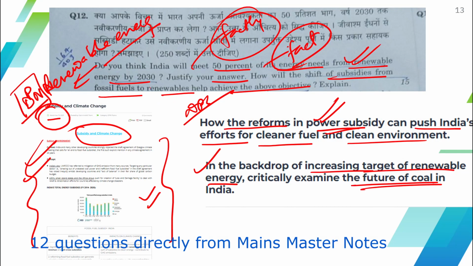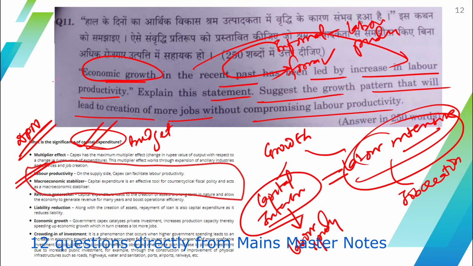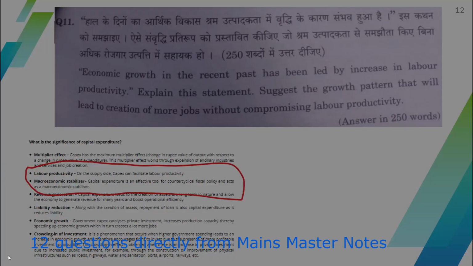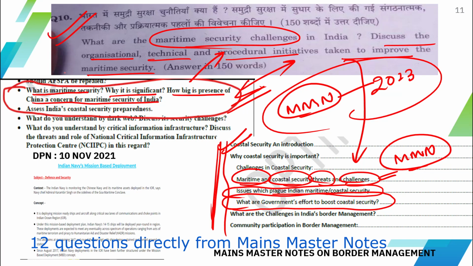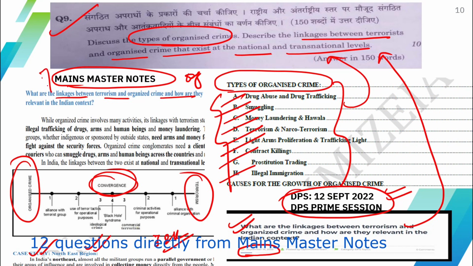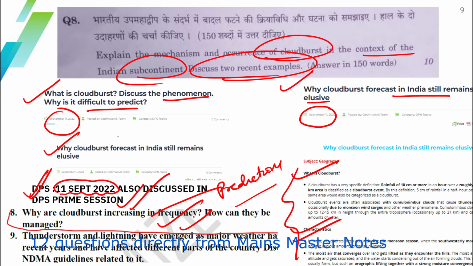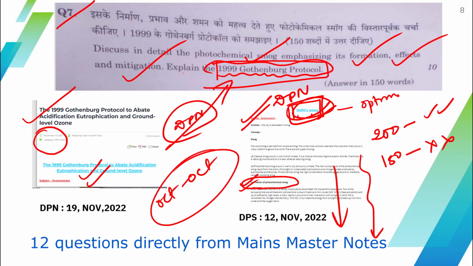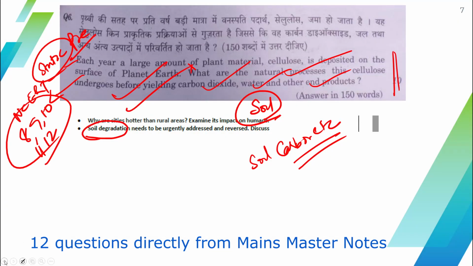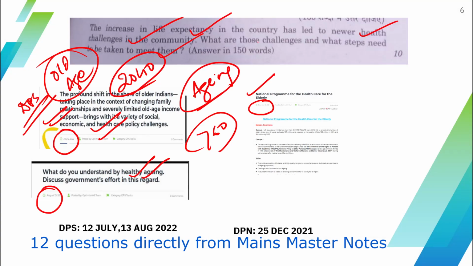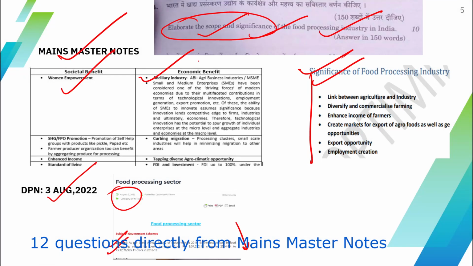Next. Again this is from current affairs, I am not considering 4. Then again this is mains master note 5, employment. Then again you see mains master note 6, maritime security. Again you see mains master note 7. Again it's current affairs, I am not considering this because it was directly from the DPN. 7. I'm not considering this also, 7. I'm not considering this also, 7. See 8, mains master notes 8 question.